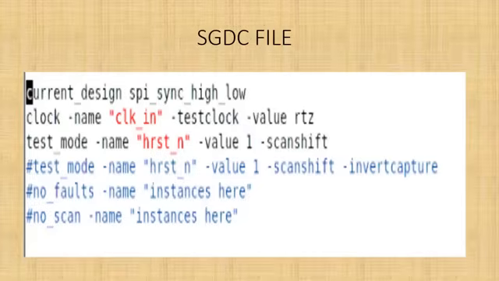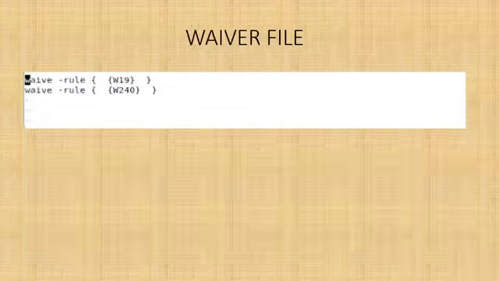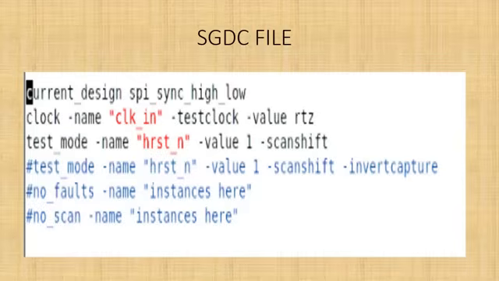Example of the SPYGLASS design constraint file: first you define the current design, where you mention the design top level module. Then you define what kind of clocks, whether it is a test clock, what value it is, and the clock waveform formats, like return to 0 format and non-return to 0 format. Then test mode, because the reset value should be 1 so that the clear and the reset are deactivated. As it is a test mode pin, you are declaring it as test mode with what name and what value.